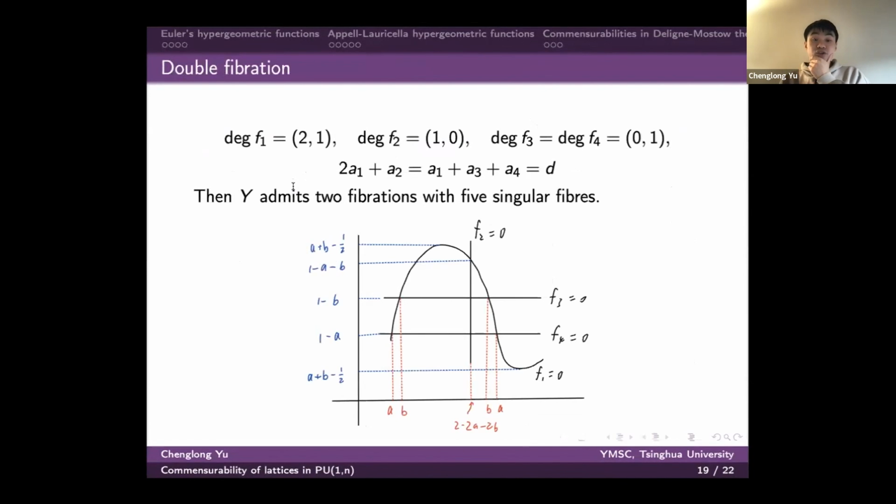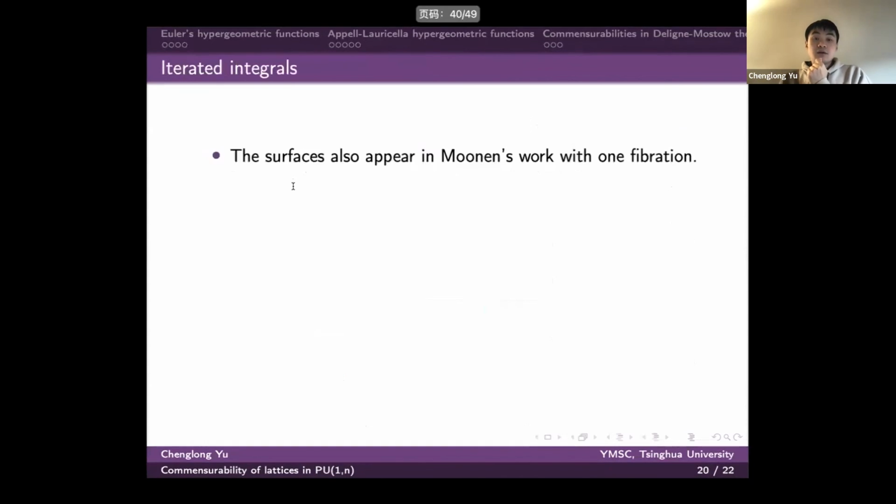So this double fibration, how does it give us commensurability relations? First, let me mention that those surfaces also appear in McMullen's work, but his construction is a little bit different. It's only obvious to see 1 fibration from his construction. Many examples in his construction are the same, but it's hard to see why they are the same. So our approach can be seen as a continuation of McMullen's work.